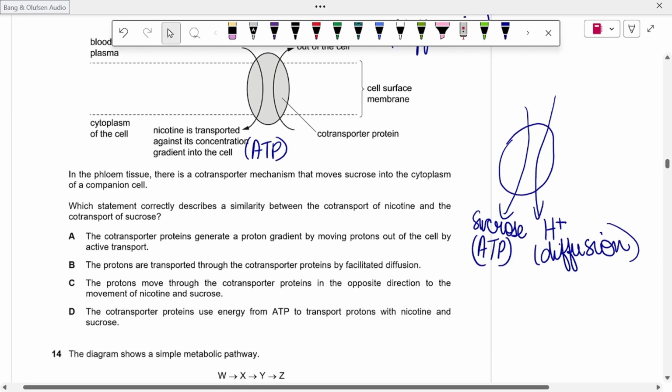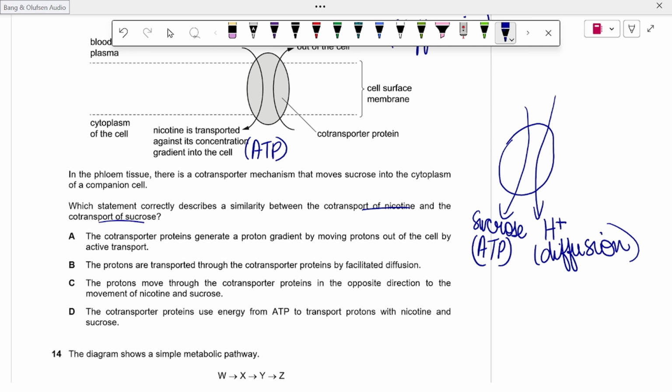Which statement correctly describes a similarity between the co-transport of nicotine and the co-transport of sucrose? The co-transport proteins generate a proton gradient by moving protons out of the cell. No, they're moving protons into the cell. Your co-transport protein in phloem tissue, they're moving your protons into the cell.